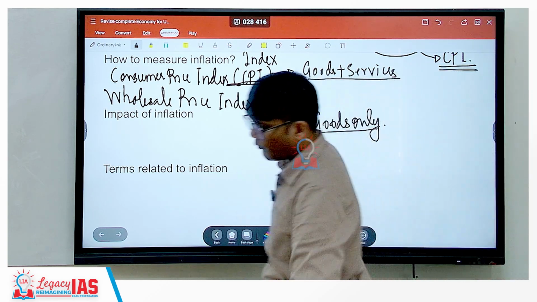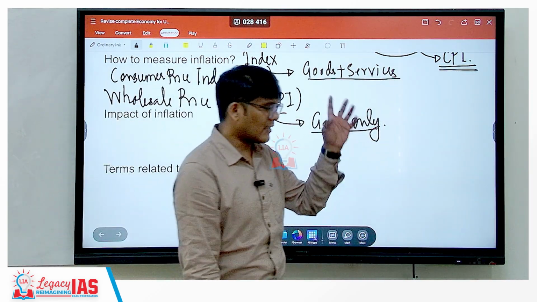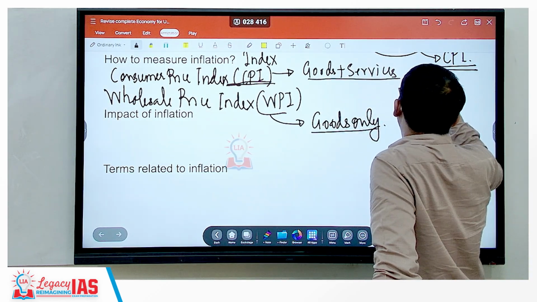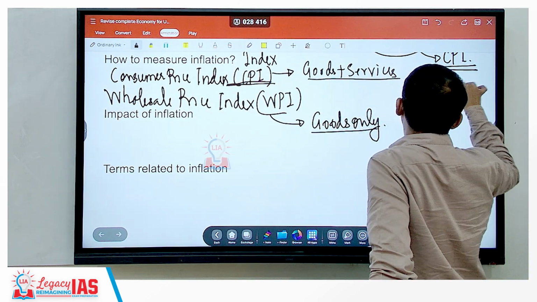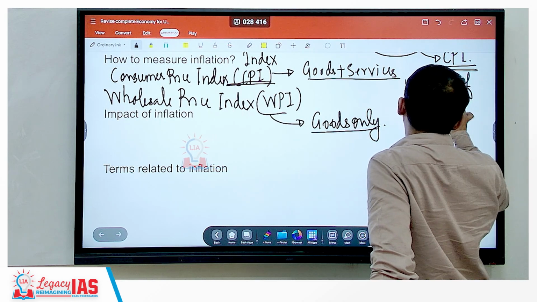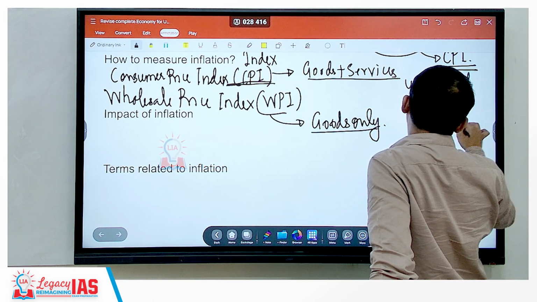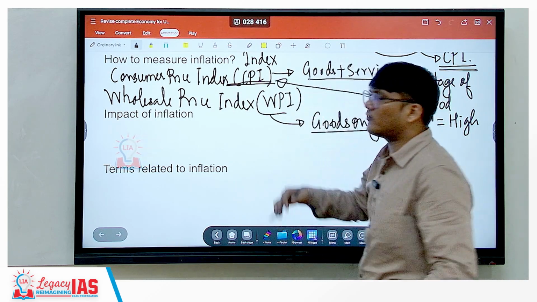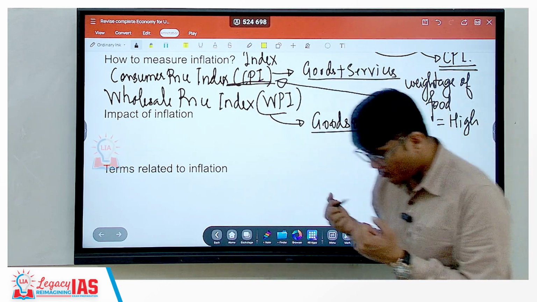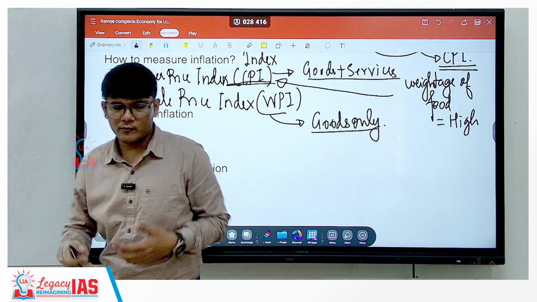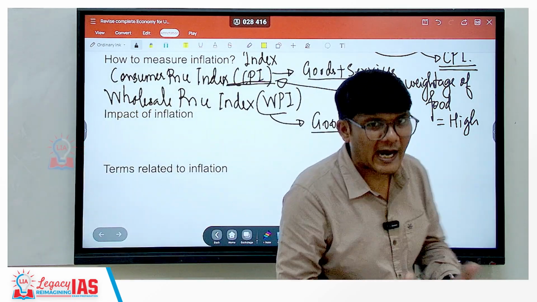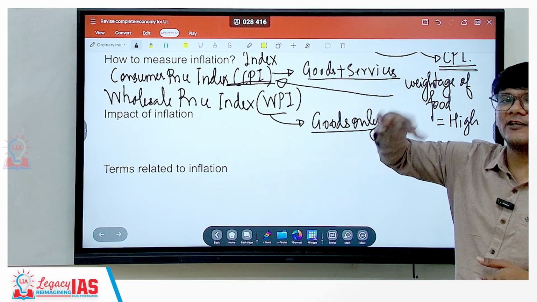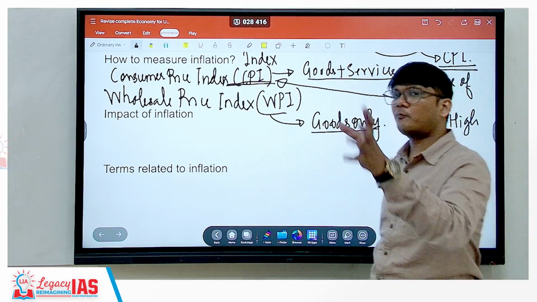Now one interesting point you should also remember here is that in consumer price index the weightage of food is high. Why is it high? Because it is consumer price index, it is at the consumer level. So the consumer consumes a lot of food articles. Wholesale price index would be at a wholesale level, industrial products, manufacturing products. So all those products would be very high.